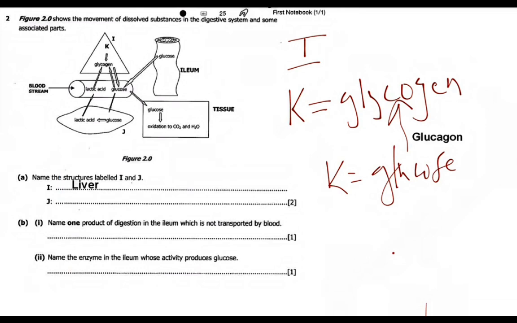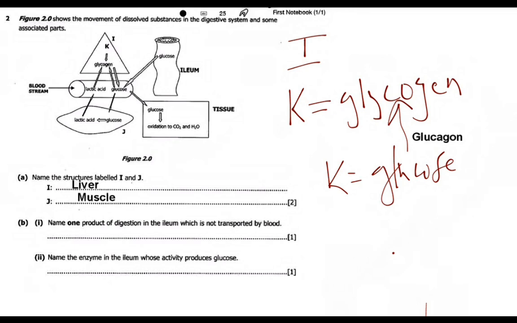And then J, the structure, even the way they draw it, it looks like a muscle. The fact that you have lactic acid there, glucose turning into lactic acid, is a state where the body is lacking enough oxygen to oxidize the glucose properly. So structure J is the muscle.